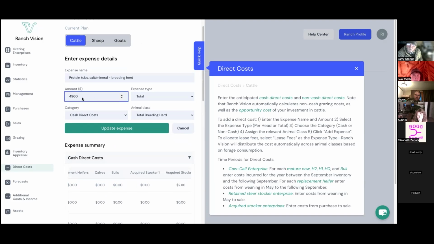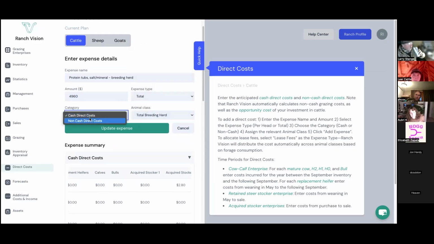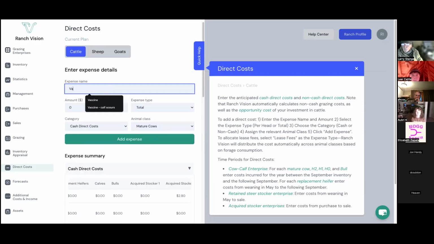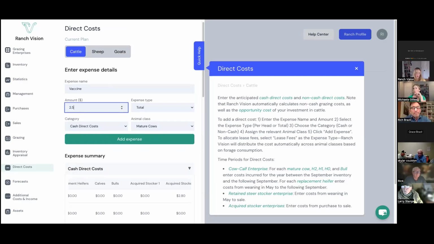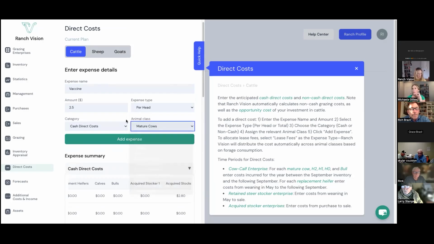So this expense is added as a total. The user knows the total expense and they want to allocate it over their breeding herd. You can choose cash or non-cash costs, and then you just hit add or update, and it will divide that expense up for the number of animals if you choose total. You can also do a per head expense. So something like a vaccine where you know the per head amount, maybe it's $250, choose per head, select the animal class that it's for. So it could be for total breeding herd, total breeding females, or any individual class. Select the class and then hit add.